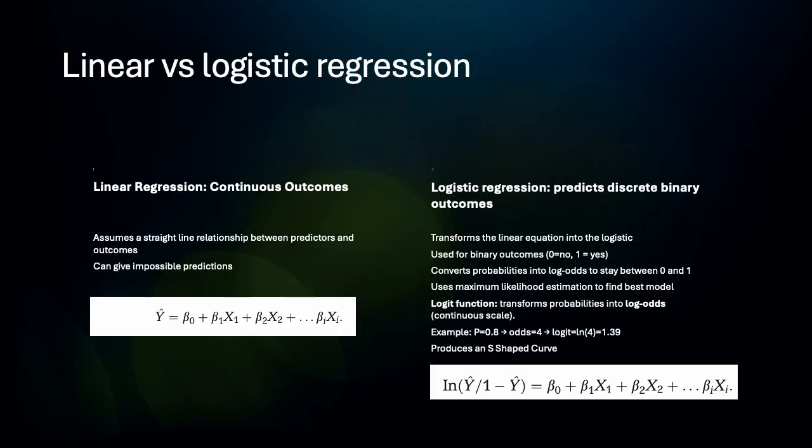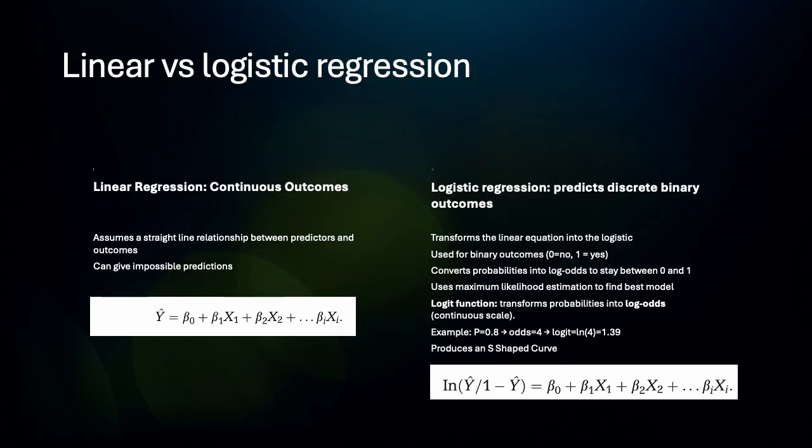So to differentiate between linear and logistic regression, on the left we have linear regression, which assumes a straight line relationship that can predict continuous outcomes that are influenced by independent variables. So it works well when your outcome is continuous, for instance, like GPA, height, or income. But when you try to use it for binary outcomes, like yes or no, it can give impossible predictions, like a probability of greater than 1 or less than 0.